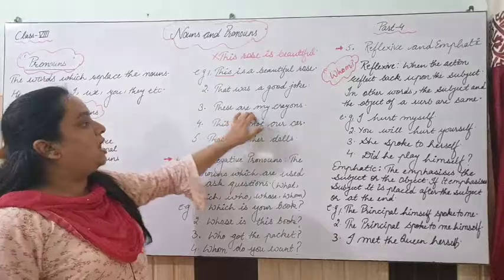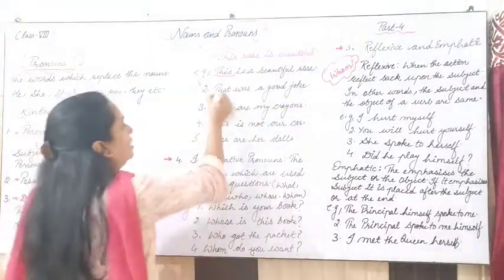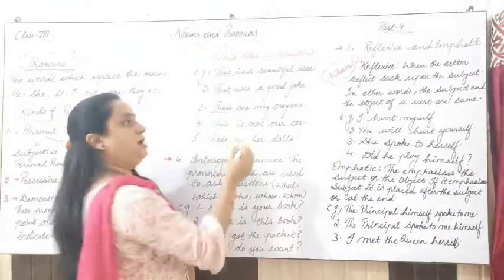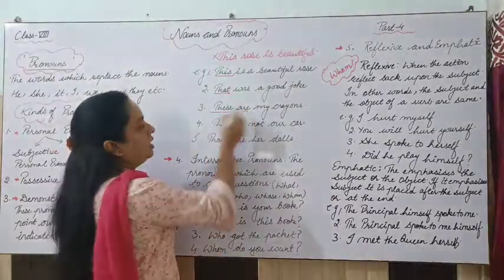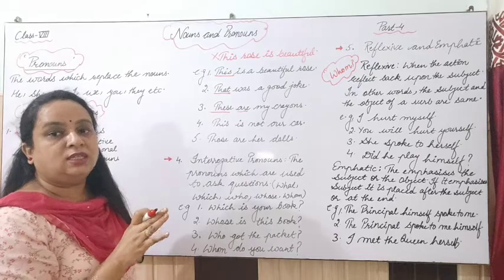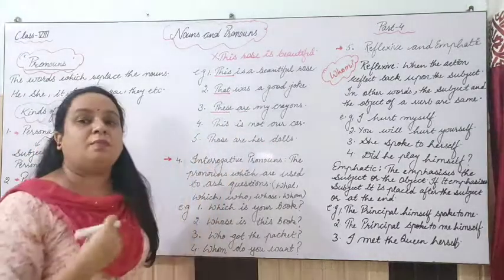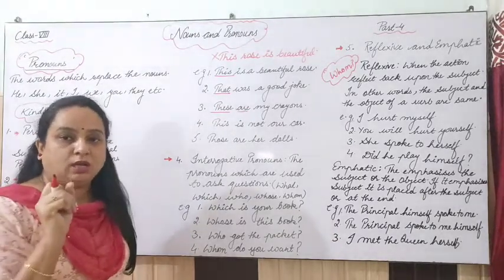These are my crayons. Here these is working as a pronoun, which is a demonstrative pronoun. These are my crayons. So these, and are is there, which means a noun is not there, so it is working as a pronoun. But if the sentence is these crayons are mine, crayons is what? Noun. So these is followed by a noun.